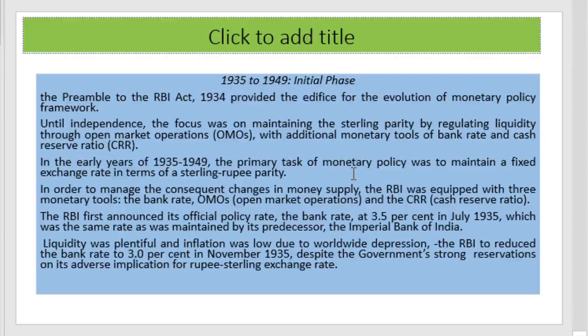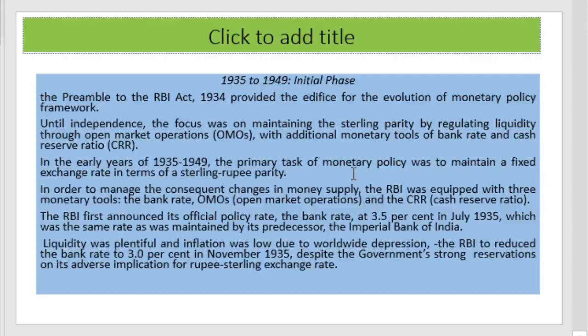The RBI announced its first official rate, the bank rate, at 3.5% in July 1935. It was the same rate as was maintained by the Imperial Bank of India. During this period, the liquidity was enough and inflation was low due to the worldwide depression, and the RBI reduced the bank rate to 3% in November 1935, even though there were strong objections from the part of the government. This was the beginning period, that is 1935 to 49.